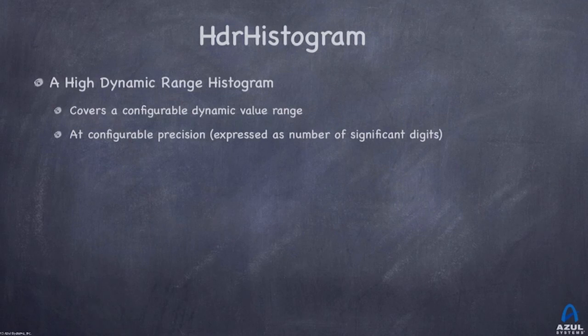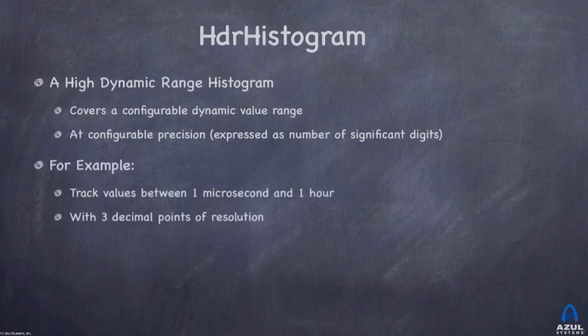The histogram is built to cover a wide configurable dynamic range with configurable accuracy. For example, you could tell it I want to track from a microsecond to an hour, and I want to keep 3 decimal points of accuracy across that range. Which means at microseconds, I want microsecond resolution, and at 1,000 seconds, I want 1 second resolution, and everything in between.